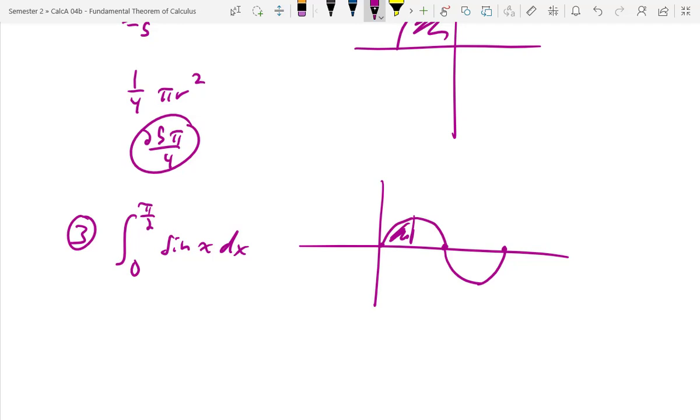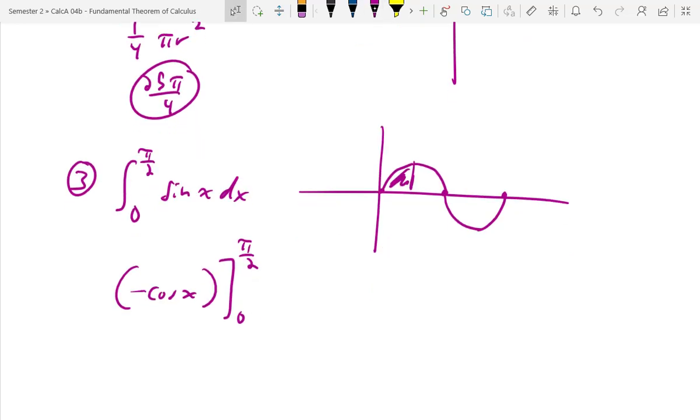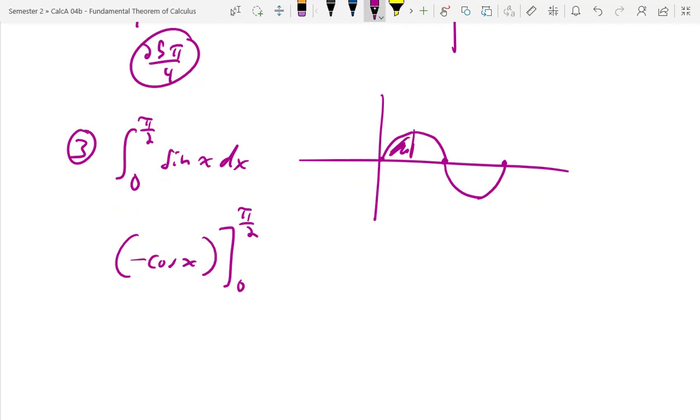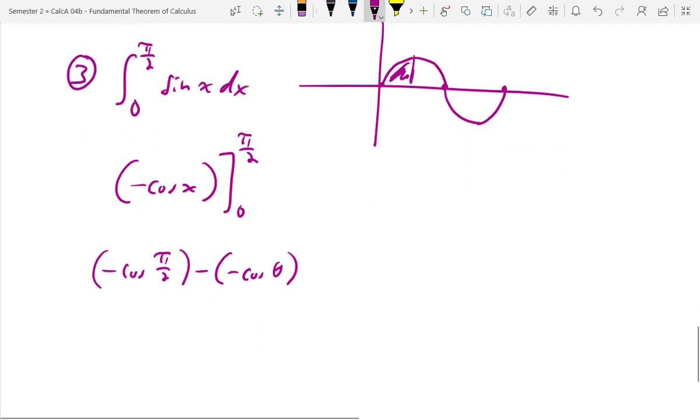So we're going to do this integration. Integral of sine theta is negative cosine theta, evaluated from 0 to pi over 2. So then when you substitute, you get negative cosine of pi over 2 minus negative cosine of 0. 0 plus 1. You get 1. Wait, why can you do it? Why'd you put theta to 0? Oh, that should be a 0.